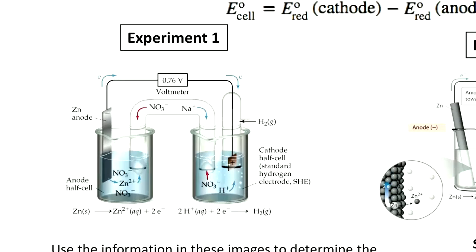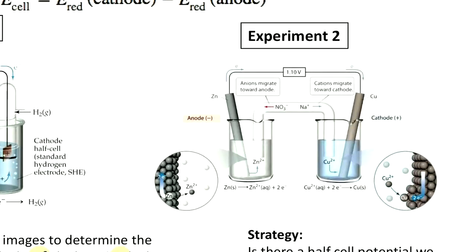It looks like I have zinc at my anode and I have hydrogen at my cathode. That's experiment 1. And what we want to focus on is the measured voltage. That's the cell, so this is your cell potential, E cell. And then in experiment 2, it looks like we have a different cell potential being measured. This is our new E cell. But in this experiment, I have zinc in my anode and I have copper in my cathode, all right?